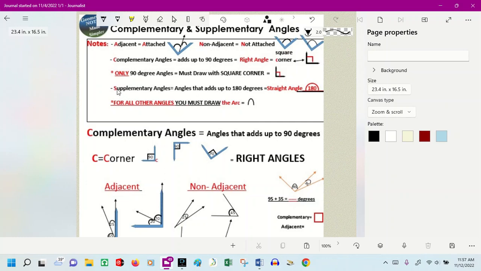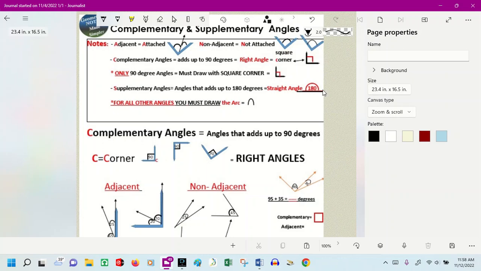Now we have supplementary angles. Supplementary begins with an S. Supplementary angles are angles that add up to 180 degrees. The name for the 180-degree angle is the straight angle. Supplementary angles begin with an S, straight angle. You have to remember, why is it called straight angle? Because it's a straight line. 180 degrees is the angle that represents the straight line.